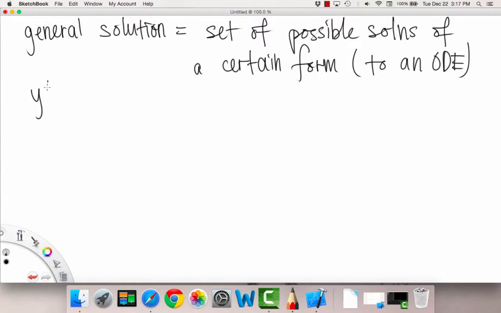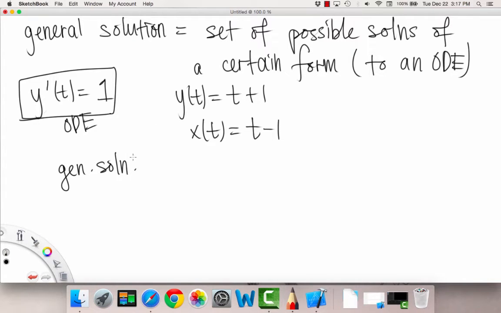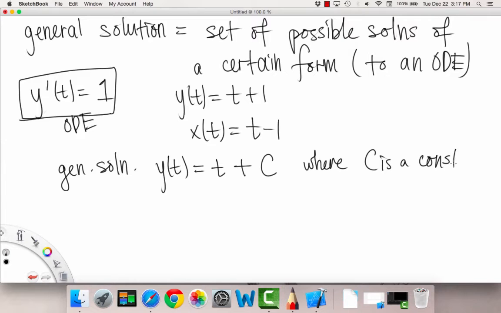Well, as for our previous problem, our y prime of t is equal to 1. Remember how we had y of t equals t plus 1, and x of t equals t minus 1. So a general solution to this ODE, so this is our ODE, right? The general solution would be something like y of t equals t plus c, where c is a constant, and constant just means a number, not a variable, okay? So this is our general solution here, alrighty?